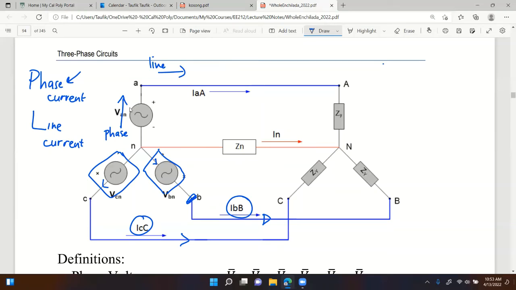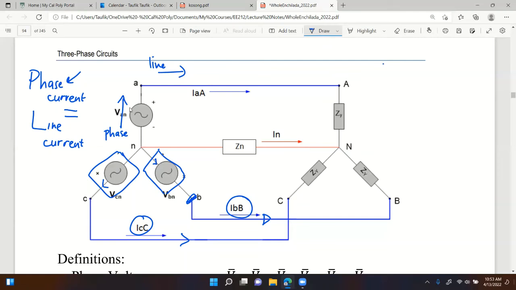Someone in chat said that they would be the same. Yes. So you can see clearly from this circuit diagram that for Y connection, phase current is equal to line current. So for Y connection, these are all equal. You can see also from phase B, they're equal. Phase C, they're equal. So that's the third property of Y connection. So now we have three different properties of Y connection.